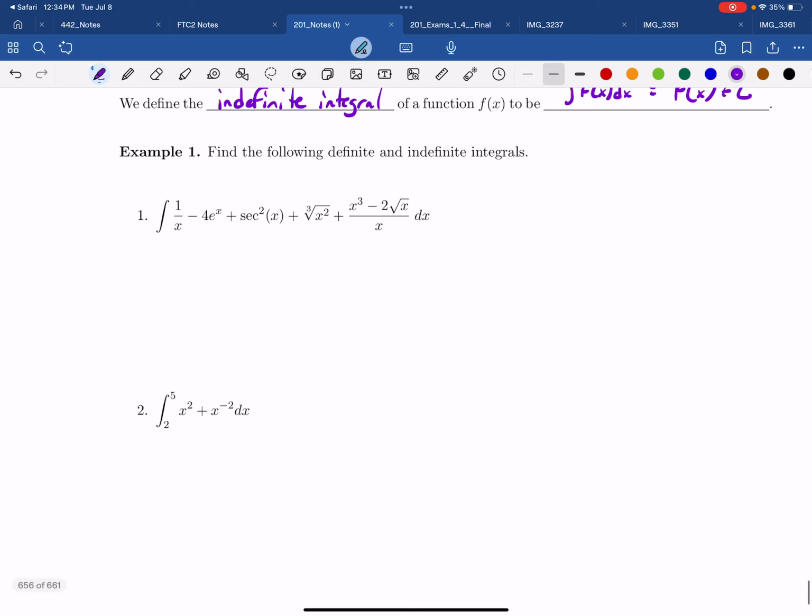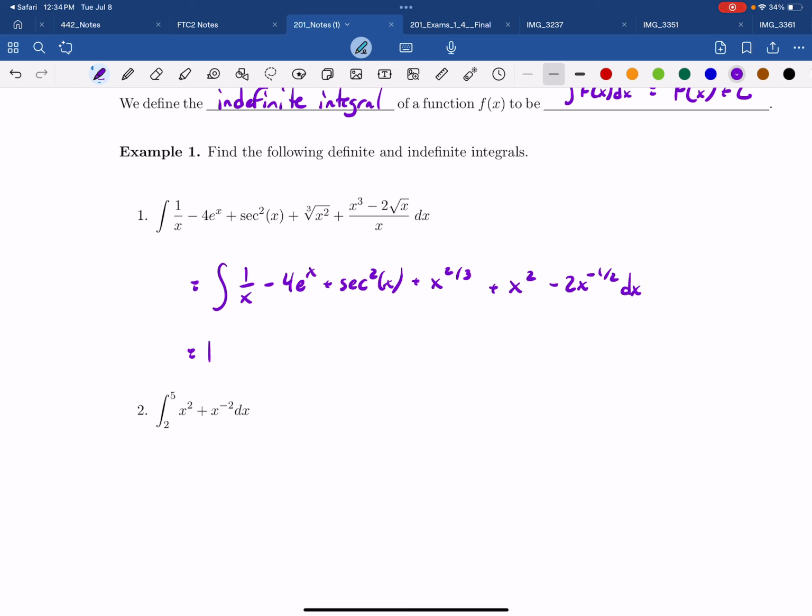I don't want to rewrite all that, but let's just simplify this a little bit because we're going to need to do that in order to integrate. Let's just rewrite this as x to the 2/3. Let's rewrite this fraction as x squared minus 2x to the negative 1/2. Pause the video if you don't see how I got that. But what I did was I split the fraction. And then we write dx at the end.